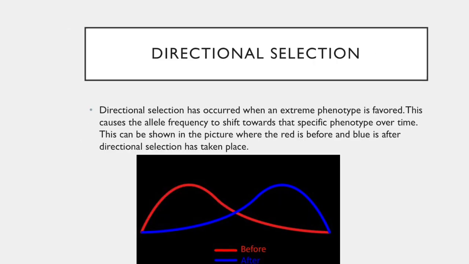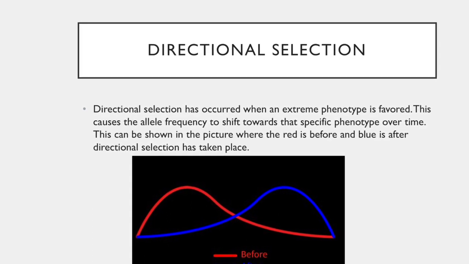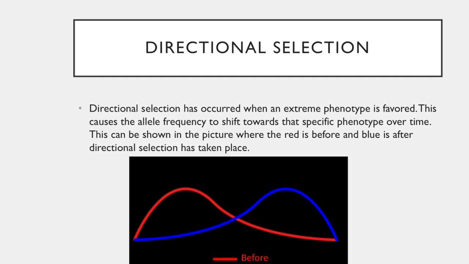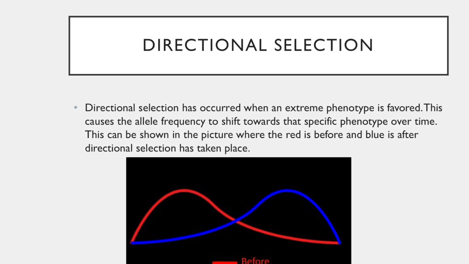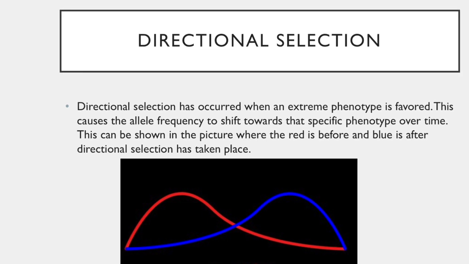Then we will go to directional selection, which you can tell has occurred when an extreme phenotype is favored. This causes the allele frequency to shift towards that specific phenotype over time. And again, there's a photo here.